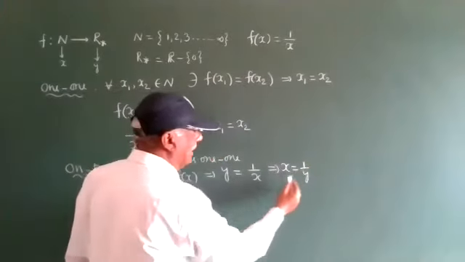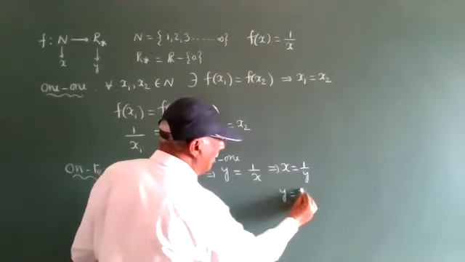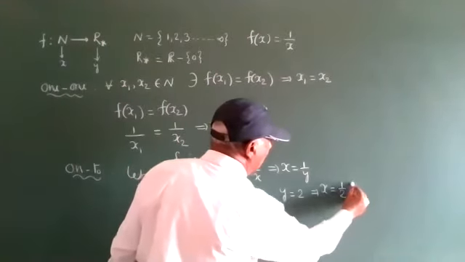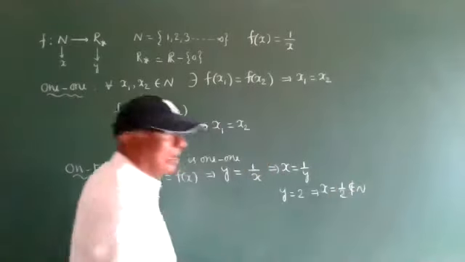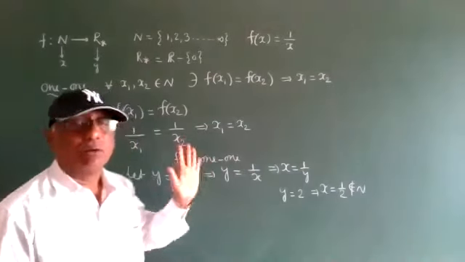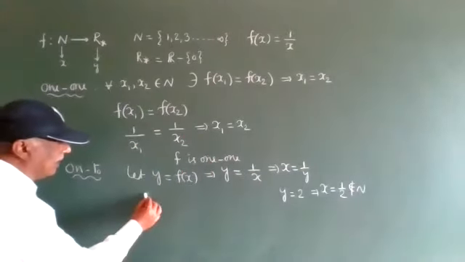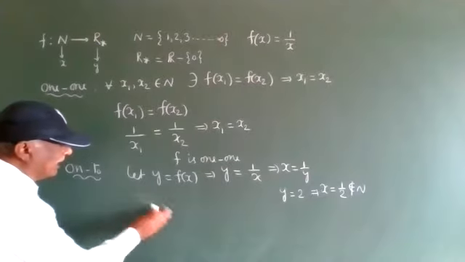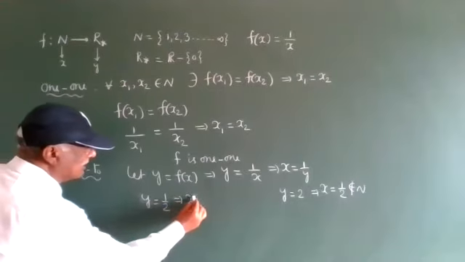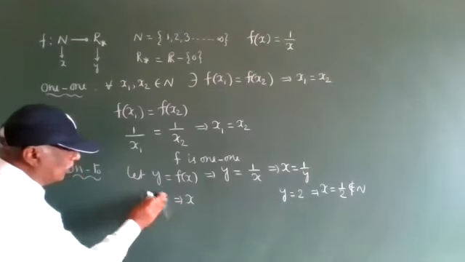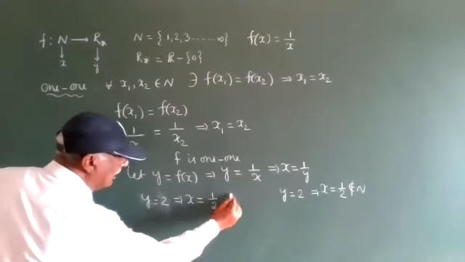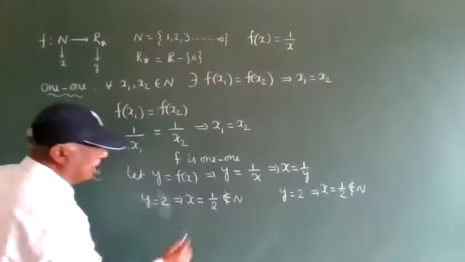Everyone see, in the y place I will take 2, then x is equal to 1 by 2. 1 by 2 is not a natural number. Therefore, it is not an onto function. Now write down: let y is equal to 2, that implies x is equal to 1 by 2, which does not belong to the natural numbers.